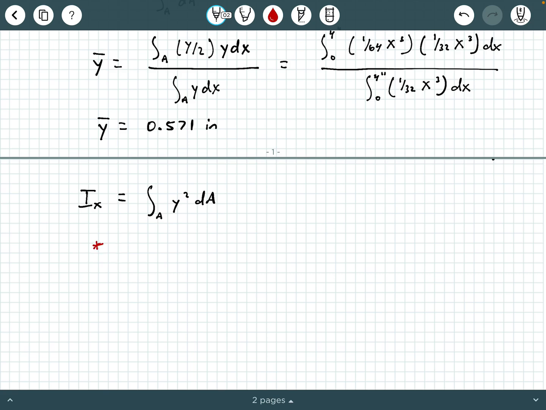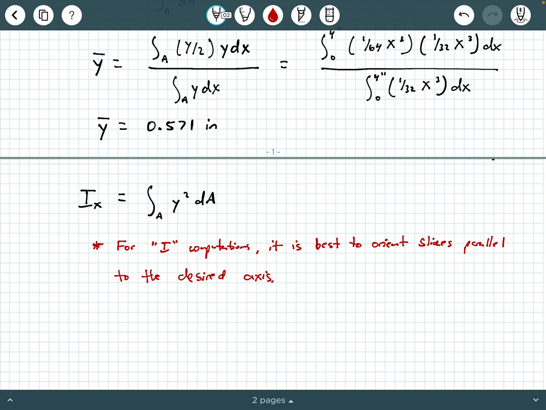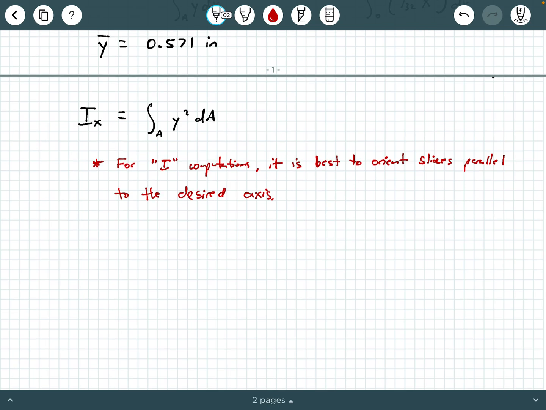We're going to say for I computations, it is best to orient slices parallel to the desired axis. That should be in your notes from an earlier video, but that's just a little reminder. So it may be a good idea to redraw this just for clarity purposes. So here's the whole picture again.